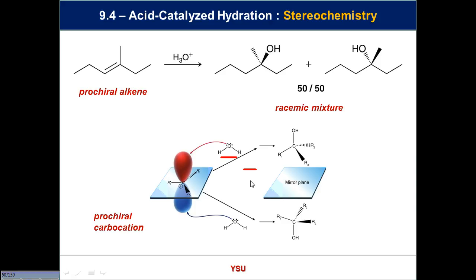What needs to happen? There's an extra step needed to get to that final product. You need to deprotonate this with the solvent to get there. But ultimately, it gives you a 50-50 mixture of these two, all based on similar principles to the SN1 reaction. In fact, it pretty much is an SN1 reaction when you get to the carbocation.